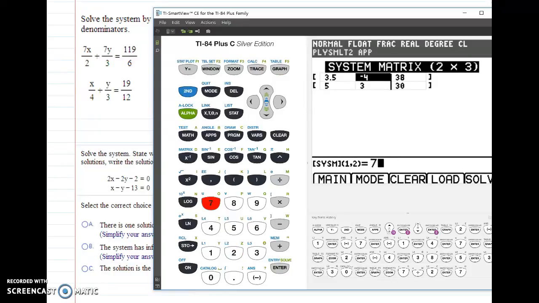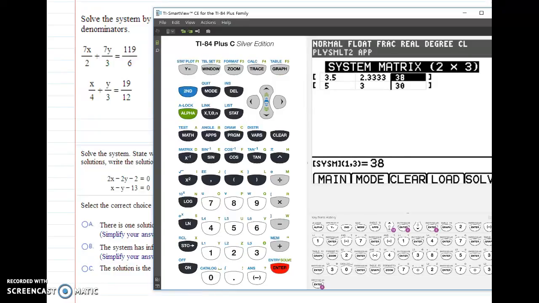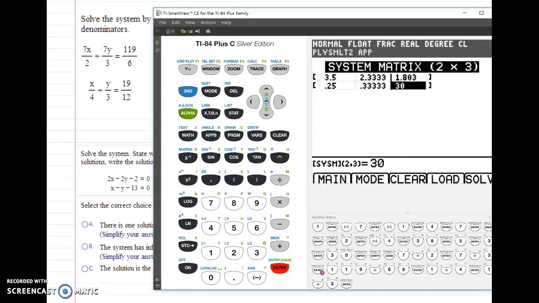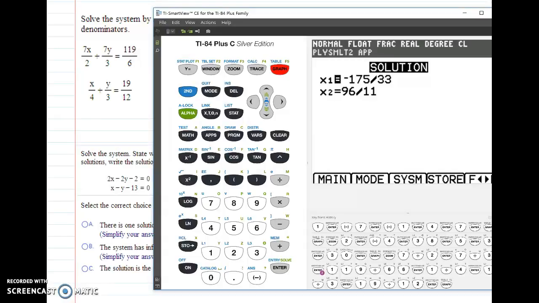Might change it to a decimal, totally fine. 7/3, 119/6. And then in my next equation I have 1/4, 1/3, and 19/12. And when I hit solve, it gives me, okay, yikes, it gave me the wrong answer.